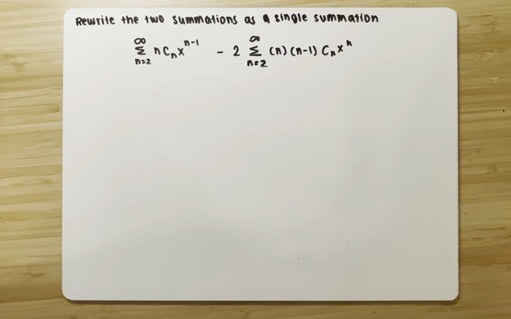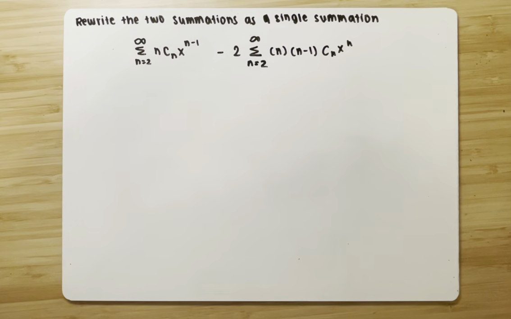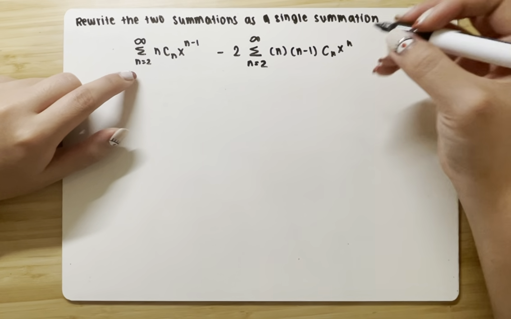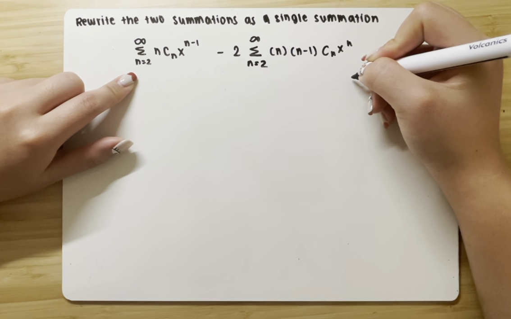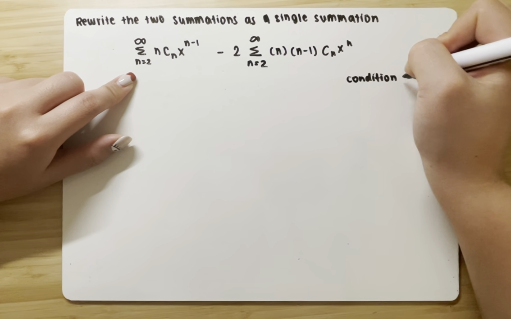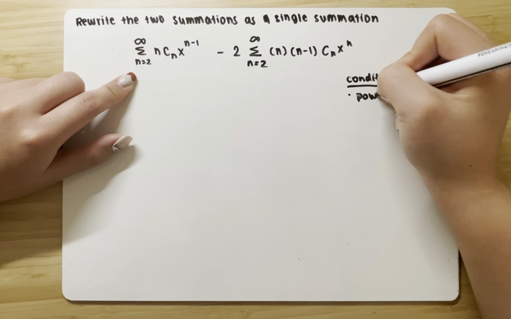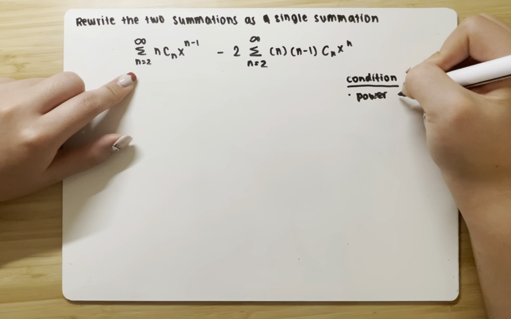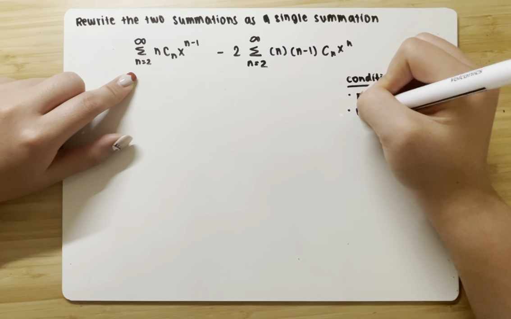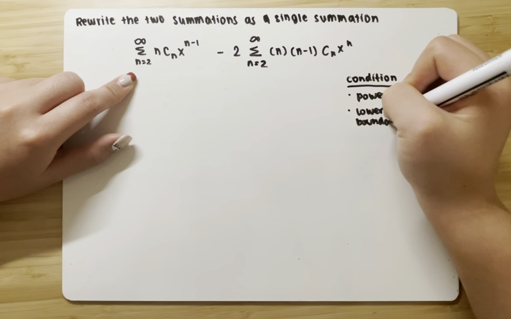Rewrite the two summations as a single summation. We have a summation right here and we have another summation right here. In order to rewrite it as a single summation, we need to complete two conditions. The power needs to be the same, and the lower boundary needs to be the same.